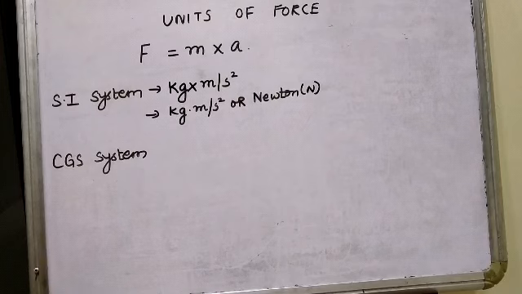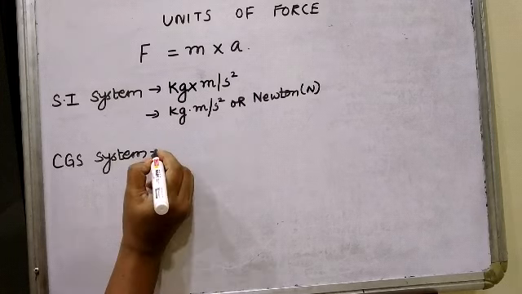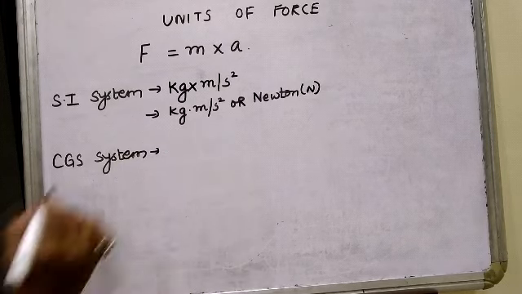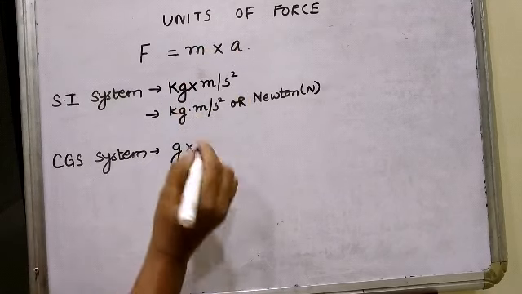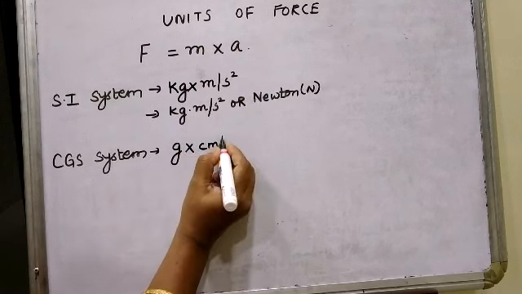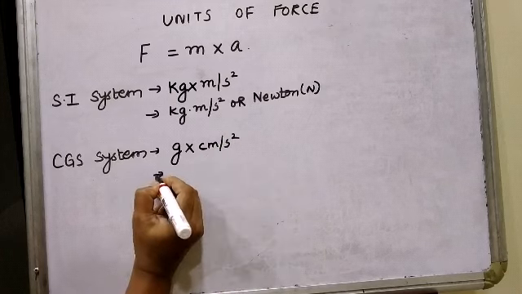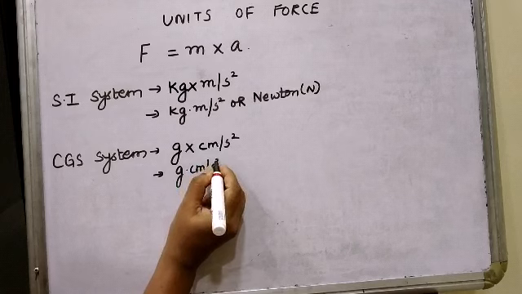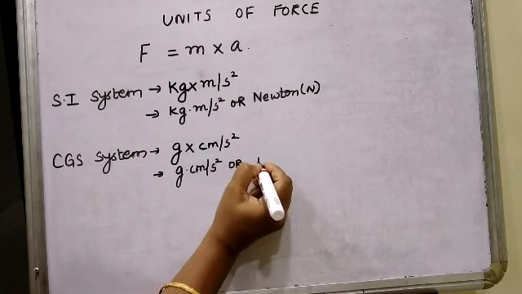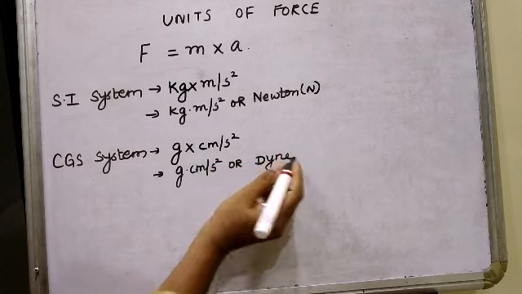So what is the unit of force in the SI system? You can simply say it is Newton. Let's see what the unit of force is in the CGS system. In the CGS system, mass is measured in grams. The unit of acceleration is centimeter per second square. So the unit of force in the CGS system is gram centimeter per second square, which is also called Dyne.